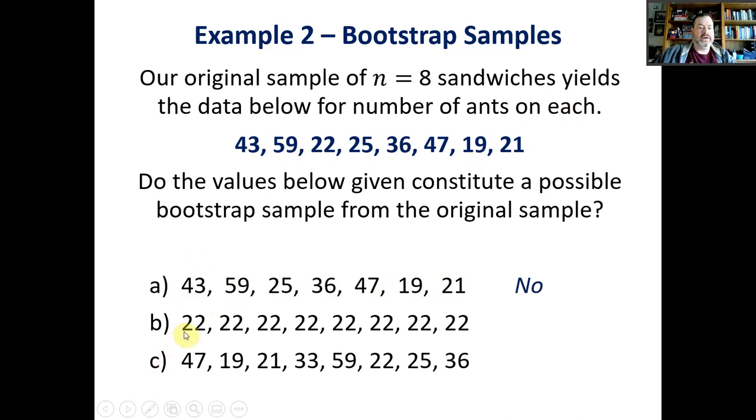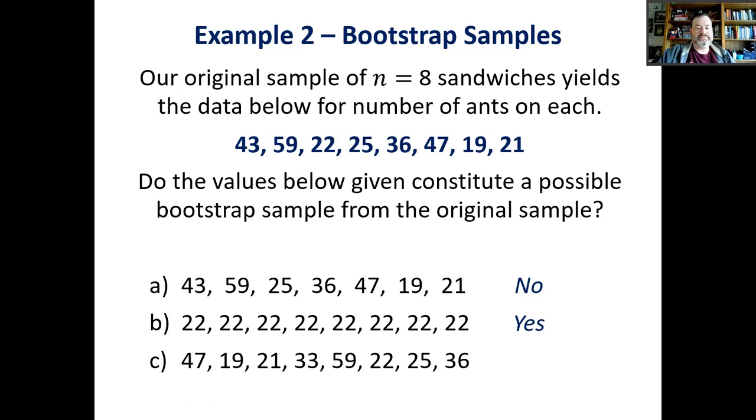All right, what about B here? So 22, 22, it's all 22s. Is that an allowable bootstrap sample? Well, just go through everything. Is it the same size? There are 8 values of 22 here, so it's the same size. Do all of these numbers come from the original sample? Yeah, 22 is right there. So those are really the only 2 things we need to check if we're thinking that it is a bootstrap sample. So it turns out it is. Remember, values are allowed to be repeated.